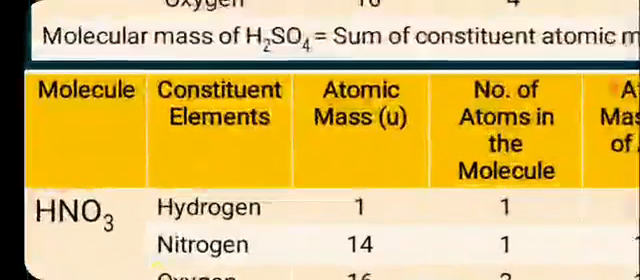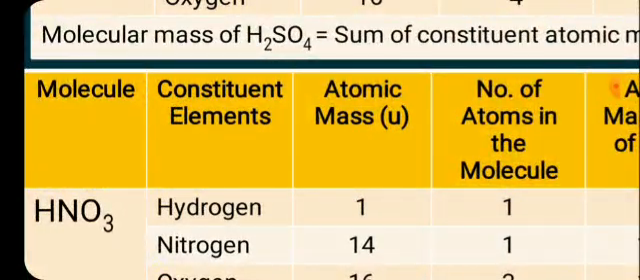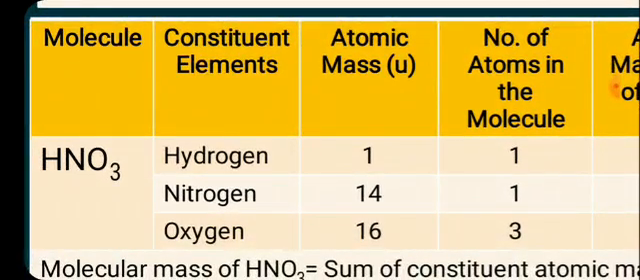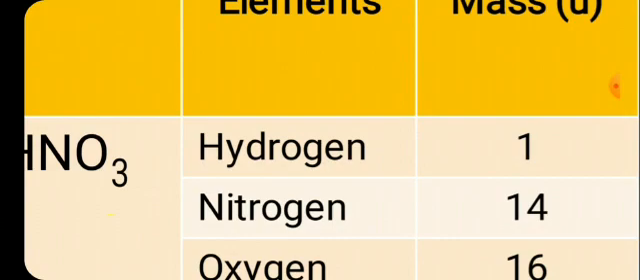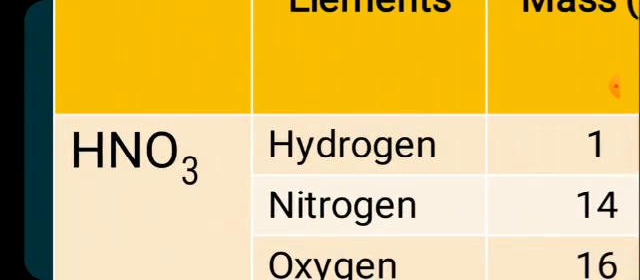Nitric acid. Nitric acid has molecular formula HNO3. Constituent elements: hydrogen, nitrogen, oxygen. Atomic mass of hydrogen is 1, nitrogen has atomic mass 14 and oxygen has 16. Number of atoms. Can you tell me now how many atoms the constituent elements have? Hydrogen 1, nitrogen 1 and there are 3 atoms of oxygen.